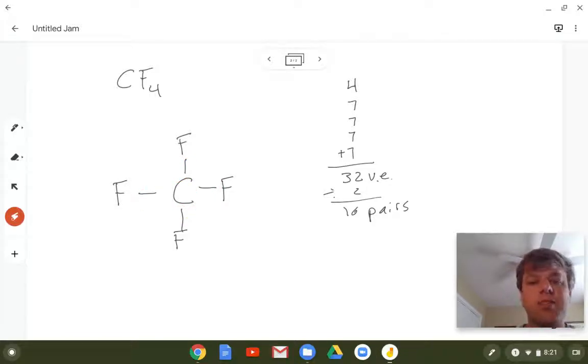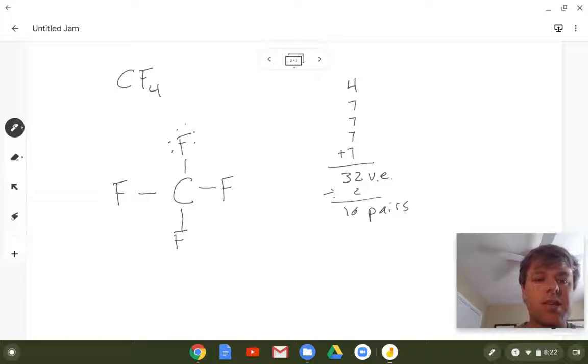So now we just need to use our other 12 pairs, because we have 16 total pairs of electrons, to satisfy each of our fluorines. So each of our fluorines needs 6 more electrons or 3 more pairs. So we're going to just add them on.